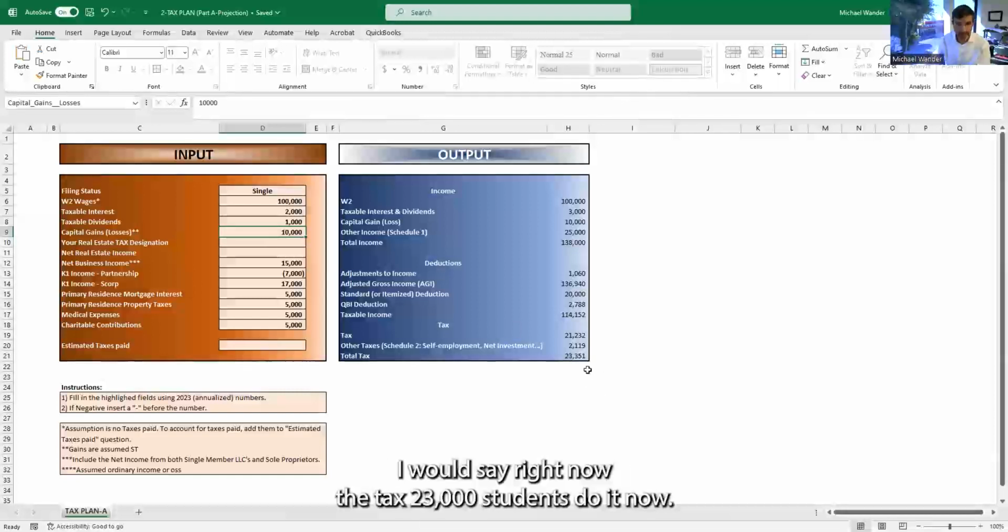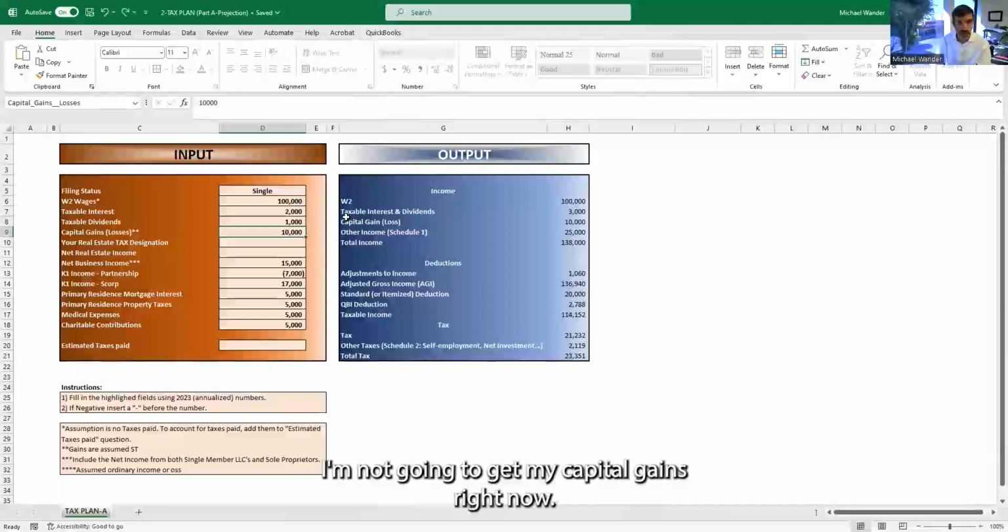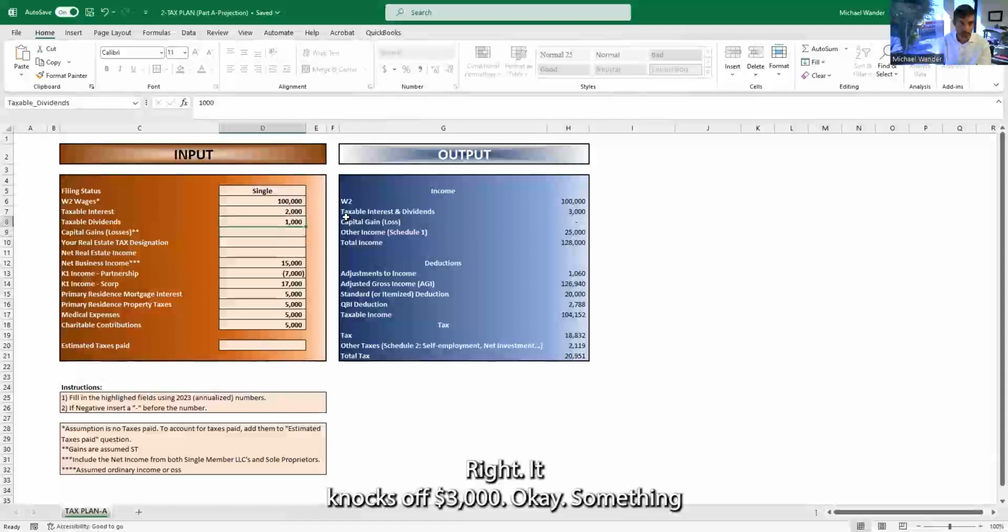Let's say right now the tax is $23,351. That's a lot of tax, right? Let's say you say, you know what? I'm not going to take my capital gains right now. What's that going to do for your bottom line, right? It knocks off $3,000. Okay, something.